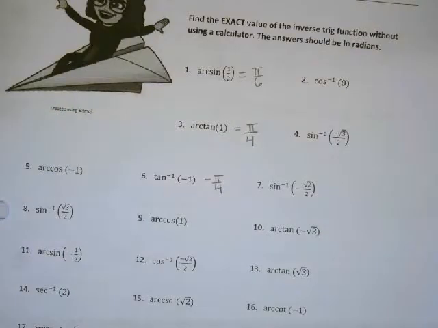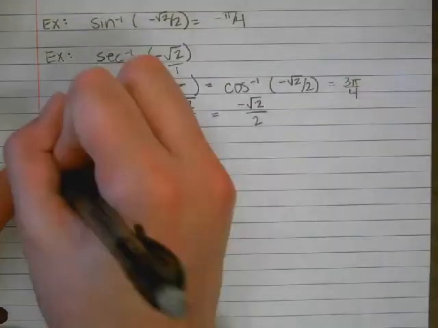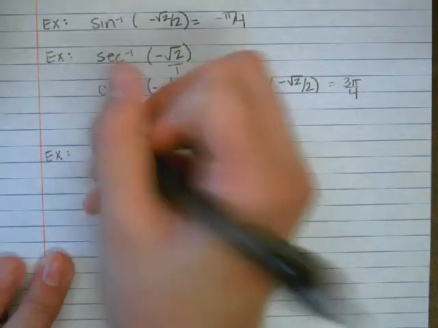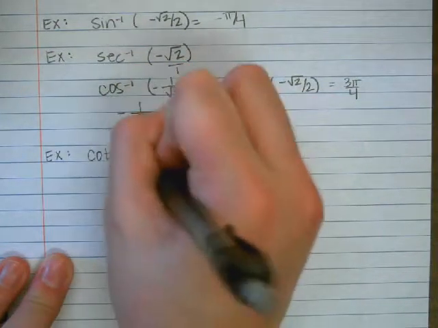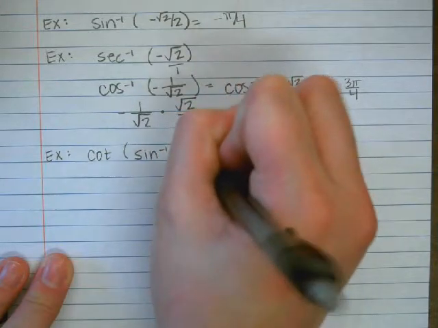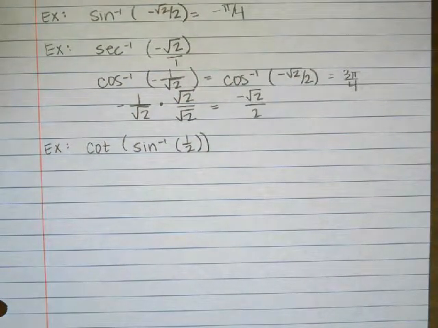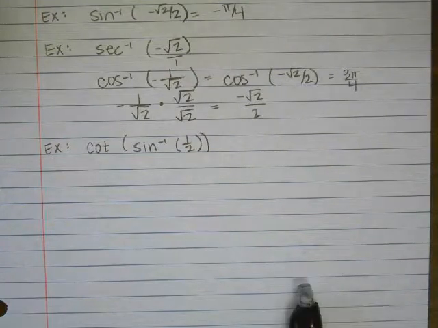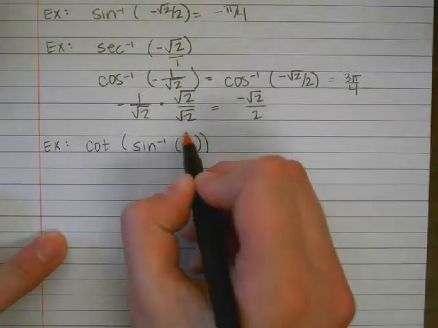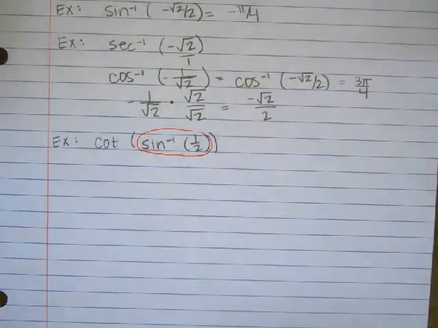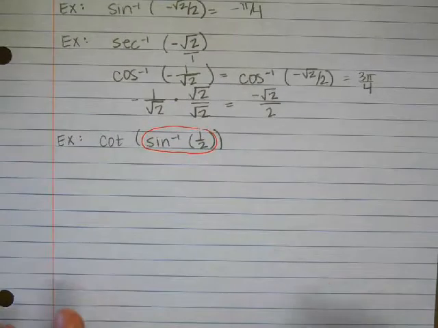All right, I also wanted to talk about a composition of inverse functions. So that means that you have more than one inverse function that you're dealing with. And so we're going to look at cotangent of sine inverse of 1/2. So there are two things going on here. The first thing that you do is you look at the inside of the function. So you work from the inside out, which is exactly what order of operations tells you to do when you do PEMDAS and you do parentheses first. It tells you that when you're evaluating a function, you start on the inside. You simplify from the inside out.